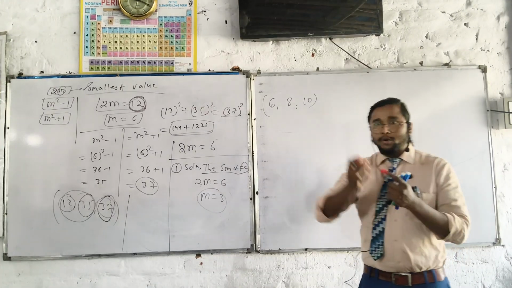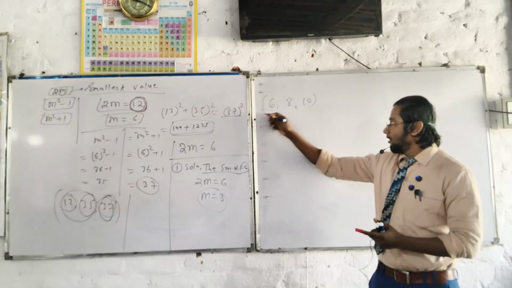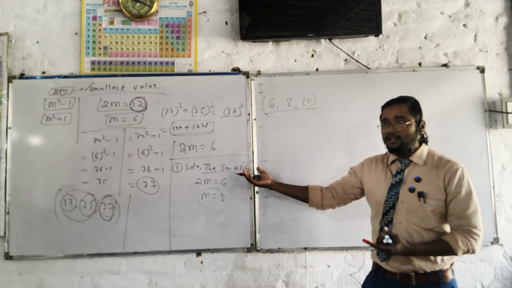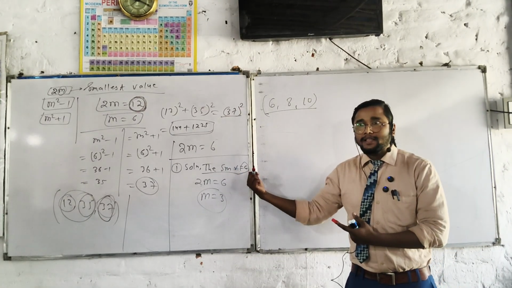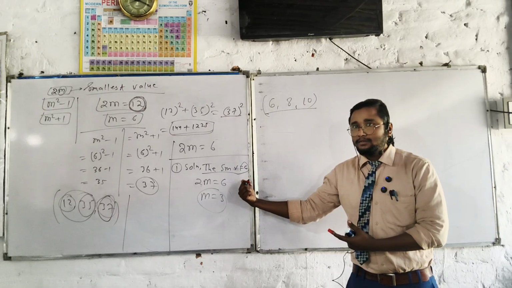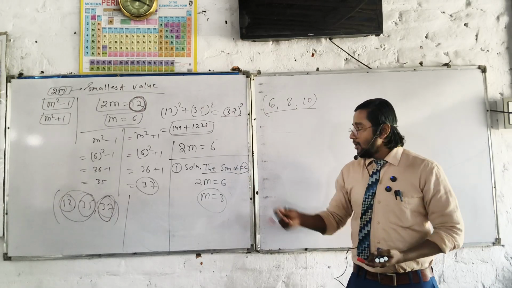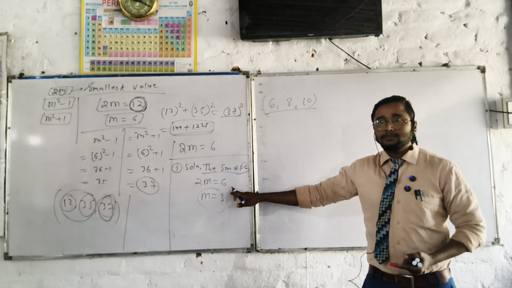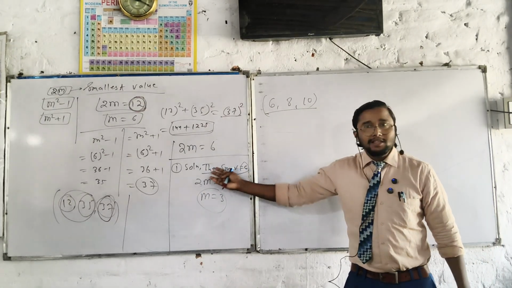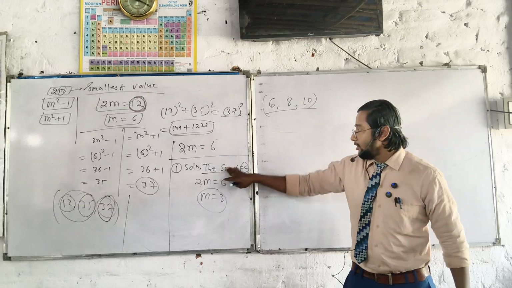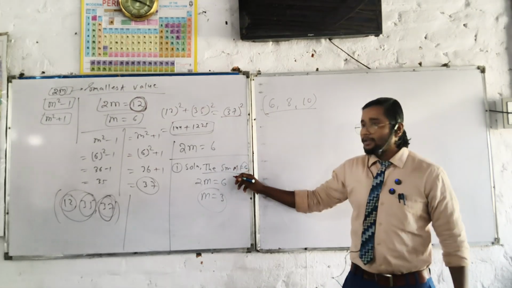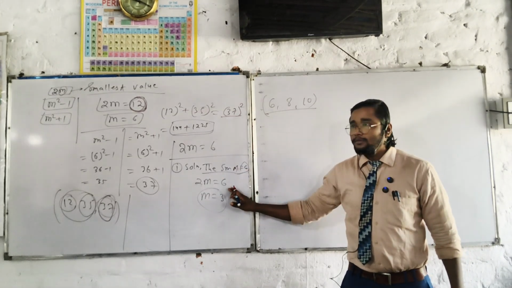You will say, sir, the problem is here. Sorry, not a problem, the question is here. The smallest member of the Pythagorean triplet, one of the members is given. That is 6. Do you feel what I'm saying now? So guys, 2m equal to 6. You will just write a solution and the smallest member. Sorry, not value, smallest member. It means 2m equal to.